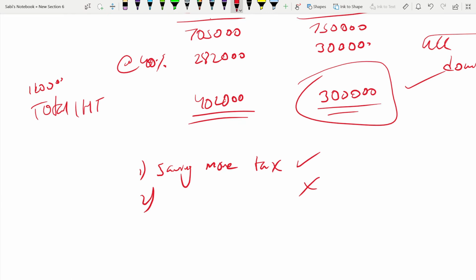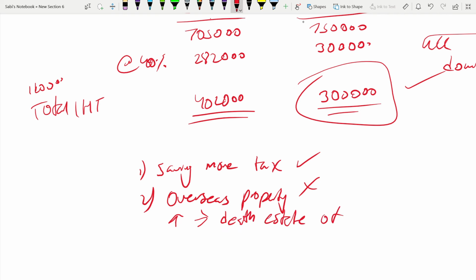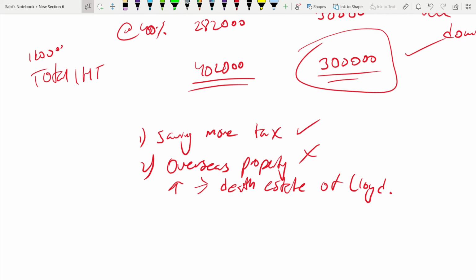So the issue is overseas property. Because if you are treated as UK domicile, remember your overseas property will be included in your death estate. So if overseas property increases in value, your death estate value will be more, because now you are UK domicile. All your overseas property also will come, so you can't skip that. If overseas property increases, it will go into the death estate, which means you'll have more IHT to pay in future.